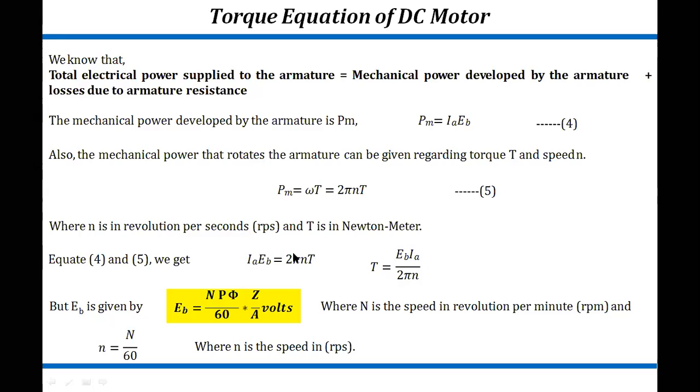But we have the equation for back EMF, that is EB equal to N P phi upon 60 into Z by A. Here the capital N is supposed to be small n, so you can convert it. How can we convert? We are aware of small n and capital N. If we have n, you can write 60 into small n.